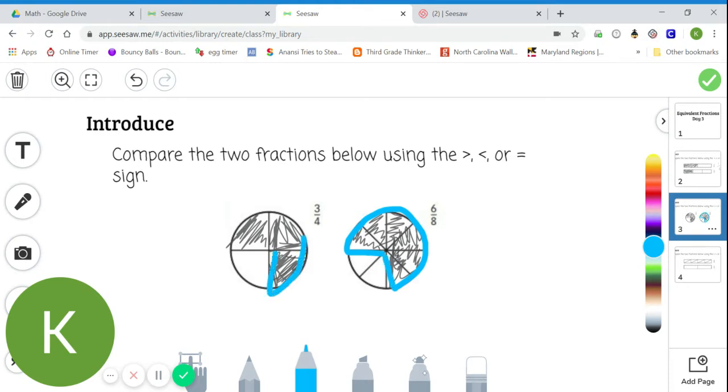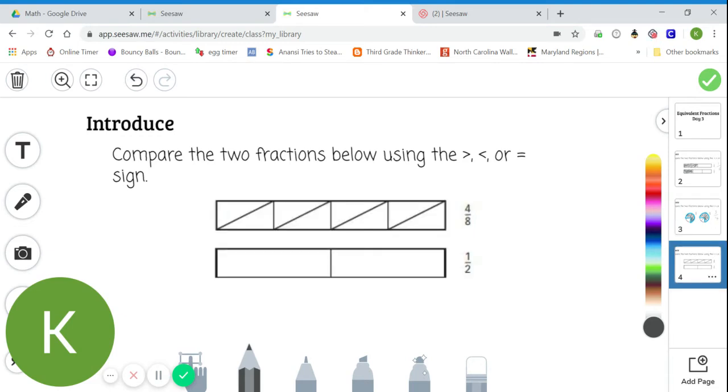I can tell that they take up the exact same amount of space, even though they look different. That means 3/4 is equal to 6/8, or 6/8 is equal to 3/4. Let's try one more model.